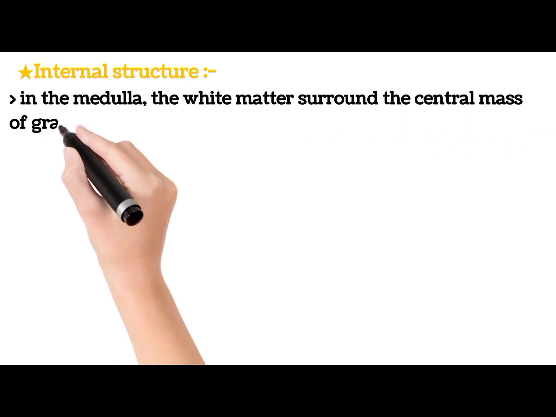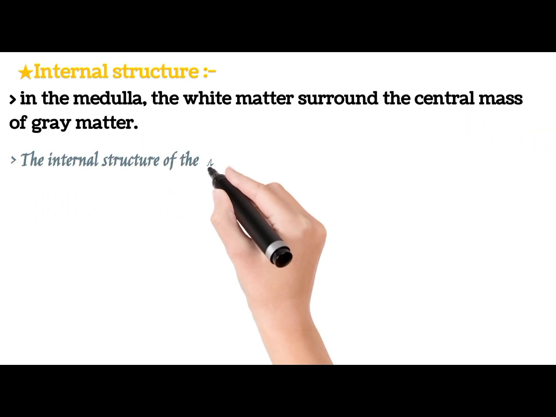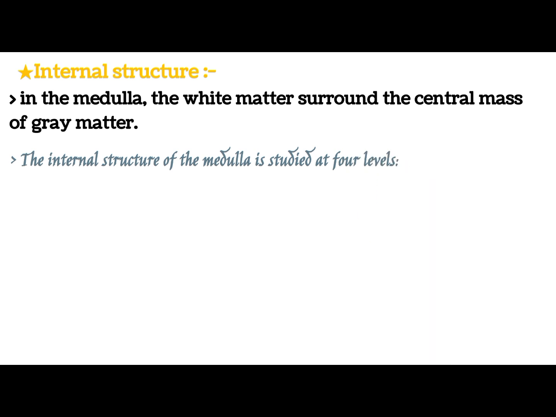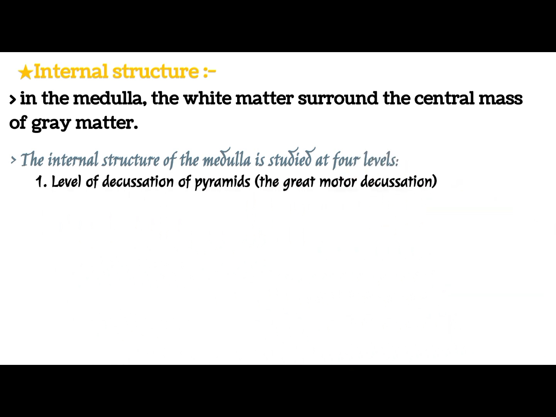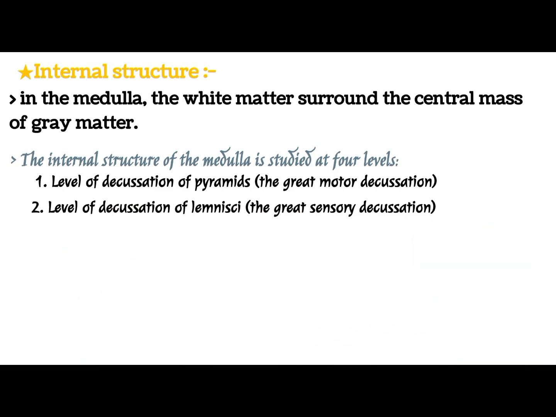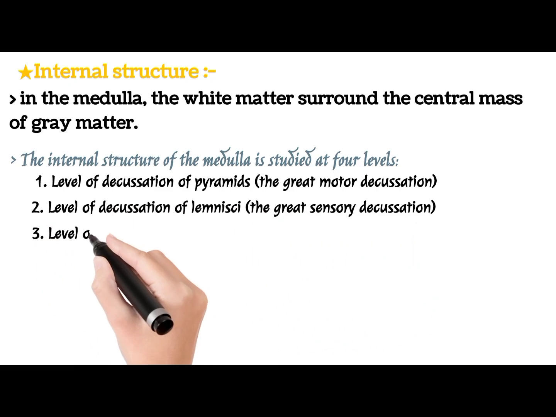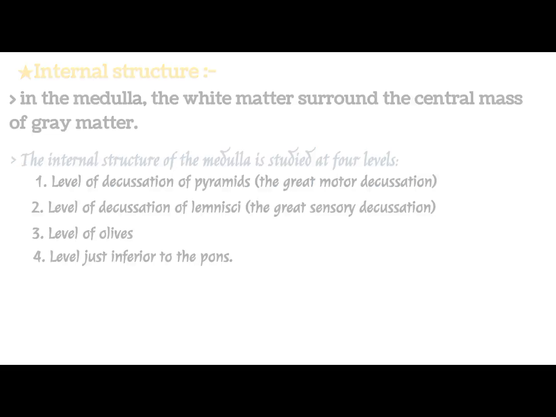Now the internal structure. In the medulla, the white matter surrounds the central mass of gray matter. The internal structure of the medulla is studied at four levels. Number 1, level of decussation of pyramid. Number 2, level of decussation of lemnisci. Number 3, level of olives. And number 4, level just inferior to the pons.